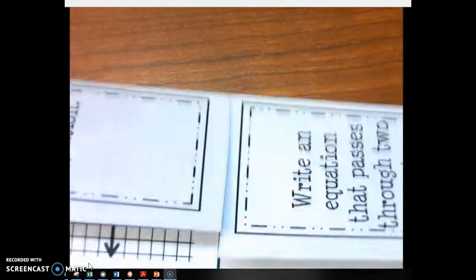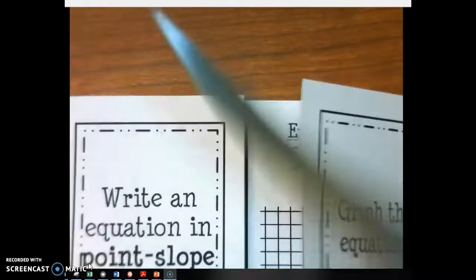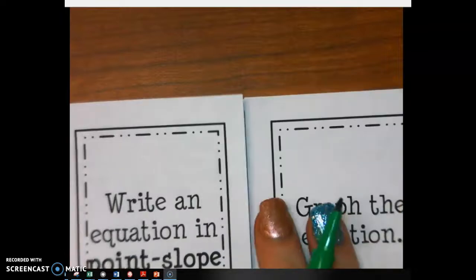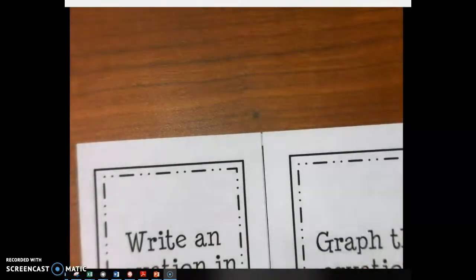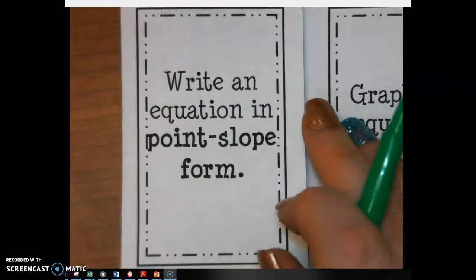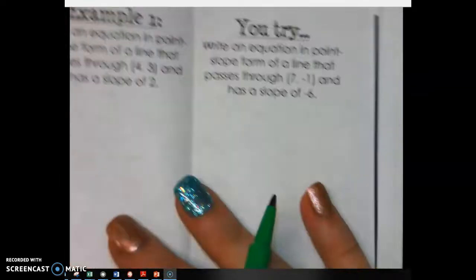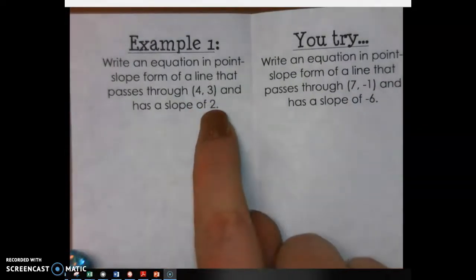Okay guys, so here is point slope form. And point slope form is really neat because it allows you to use a point and the slope, and ta-da, there you are, okay? So let's take a look at what that looks like. Write an equation in point slope form of a line that passes through here and here.